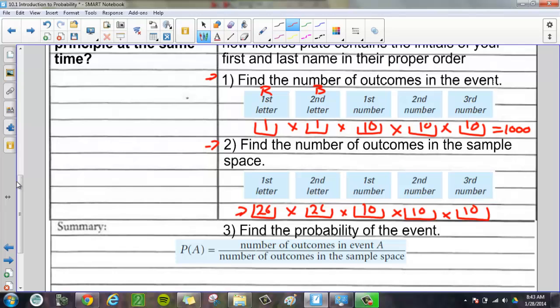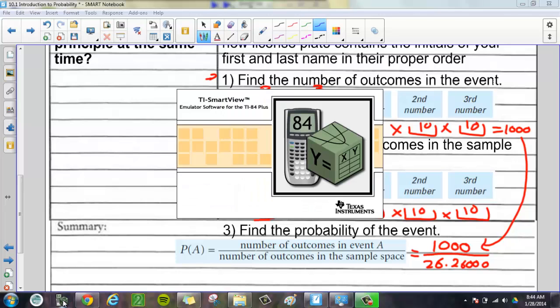Now this one's not as easy. I know that 10 times 10 times 10 is 1,000, times 26 is 26,000. So whatever 26 times 26,000 is, we've got to figure that out. The top is equal to 1,000, from the event, and the bottom is 26 times 26,000. Now we just have to get our calculator open and solve that.